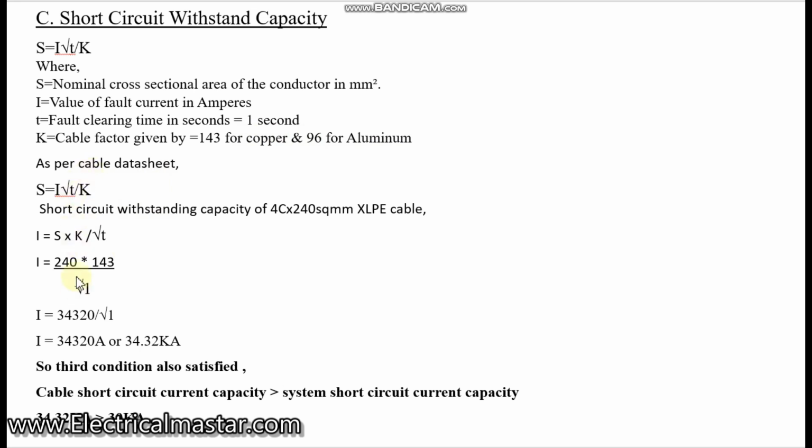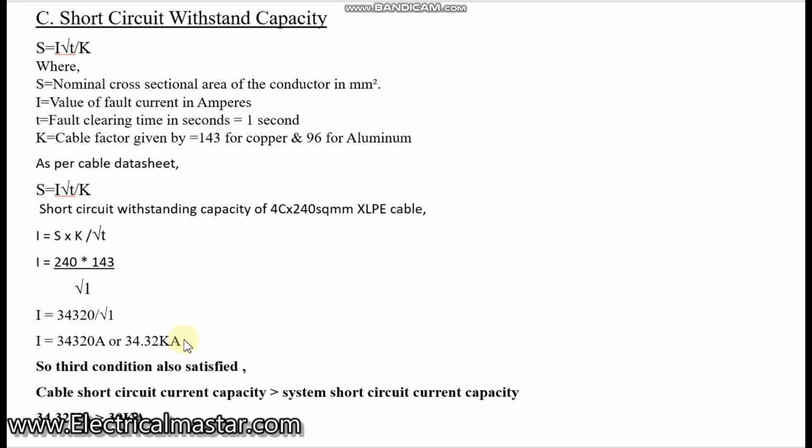It is common for all copper and aluminum cables. So just put these values into S equal to I root T by K. From here we need only I, the short circuit current. So I interchange the formula: I equal to S into K divided by root T. I know my cable size is 240 and it is a copper cable, so I put the value 143, and time also 1 second. So finally I got 34,320 divided by root 1, so it came to 34.32 kilo ampere.